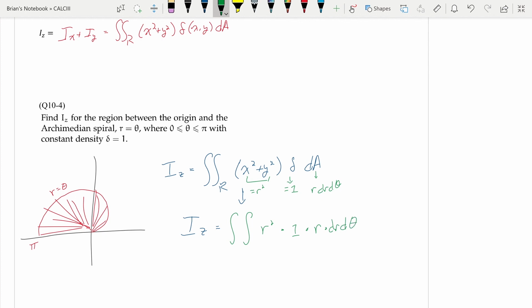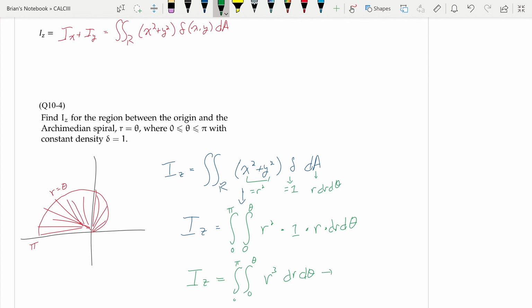Cool. And to write our bounds, we never have to decide what order we want to do our bounds in when we're talking about polar coordinates, because it's just dr d theta. So we'll start with d theta on the outside. We're going from 0 to pi. And then for dr, we're just going from 0 to theta. Okay, cool. So now we can solve that pretty simply. Iz is equal to the integral from 0 to pi, 0 to theta. Let's combine our r cubed, dr d theta.